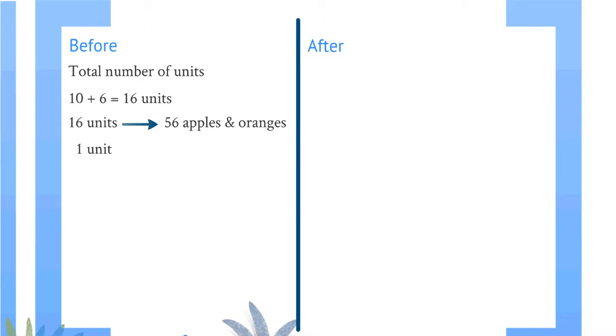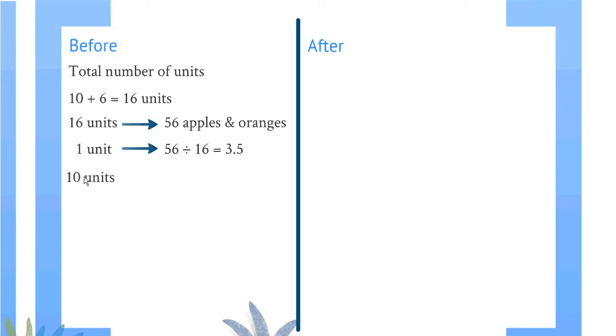So 1 unit is equivalent to 56 divided by 16 equals 3.5. You may think that this unit, this 3.5, looks weird and not normal, but you will see that the numbers will work out all right. So 1 unit is equivalent to 3.5.